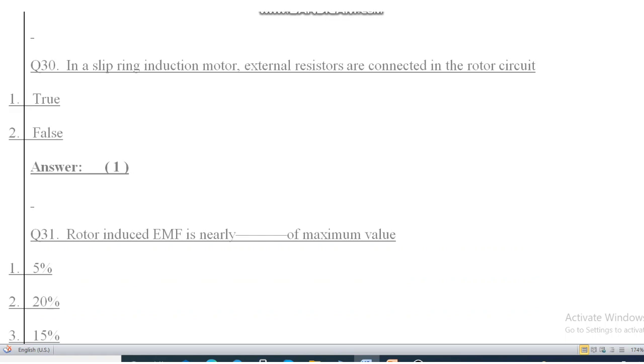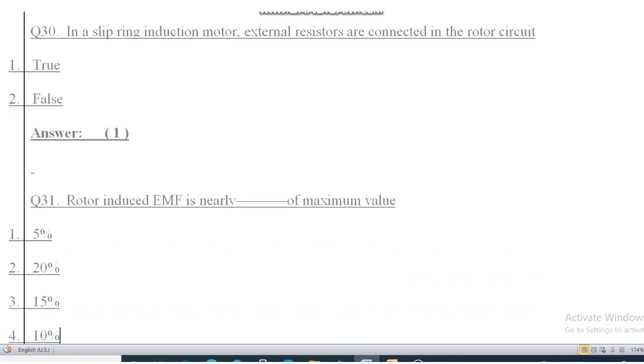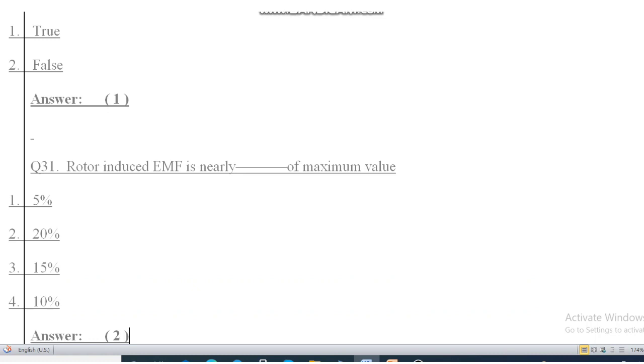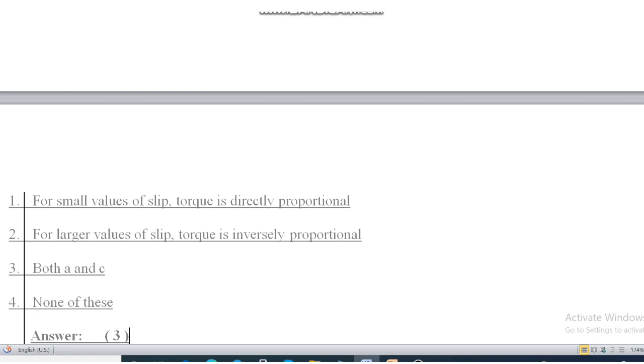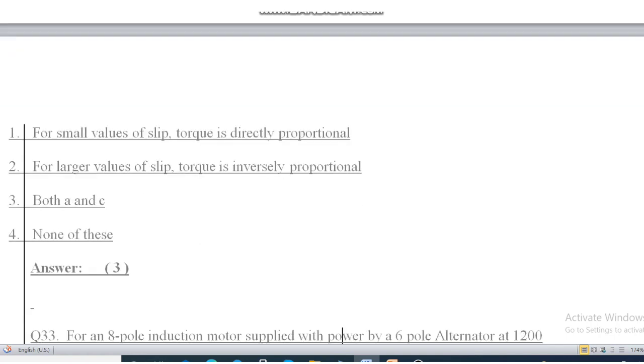Rotor induced EMF is nearly dash of maximum value. It is 20% of maximum value. The torque slip characteristic of an induction motor is a curve because for small values of slip, torque is directly proportional, and for larger values of slip, torque is inversely proportional. That means both first and second are correct.